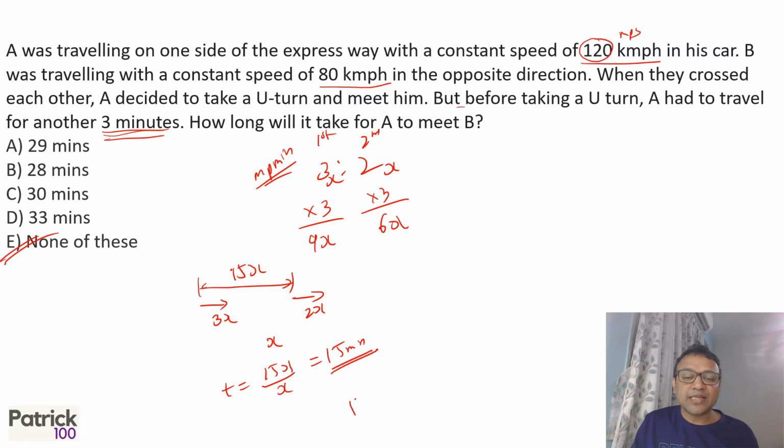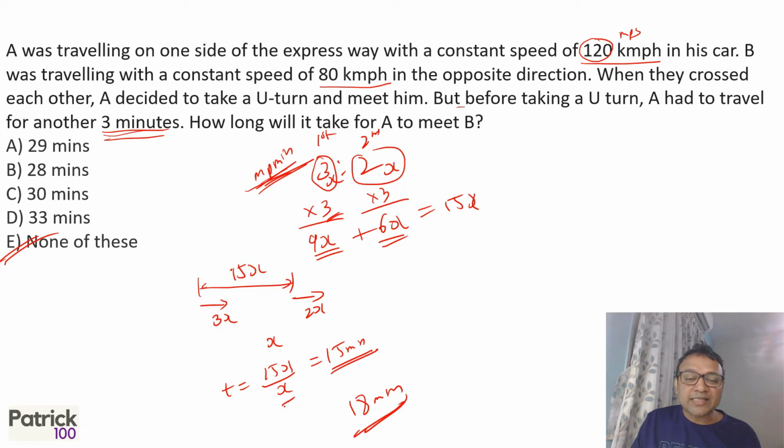None of these. I repeat this again. The ratio of the speed is 3 to 2. I'm taking the speed as 3x and 2x meters per minute. So in 3 minutes, you'll travel 9x and 6x meters. They're going in opposite directions, so the distance between them is 15x. Now they're going in the same direction because he took a U-turn, so the relative speed is x. Time taken is distance upon speed, 15x upon x, which is 15 minutes. The first 3 minutes and the next 15 minutes give you a total of 18 minutes. So the answer will be none of these.